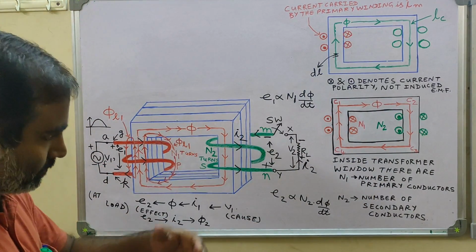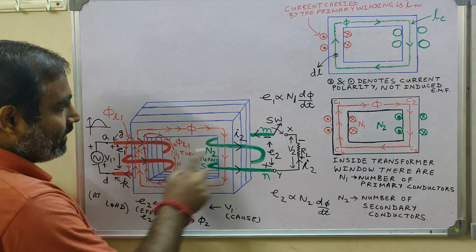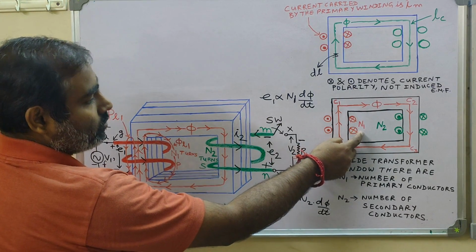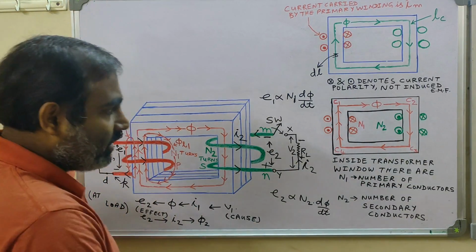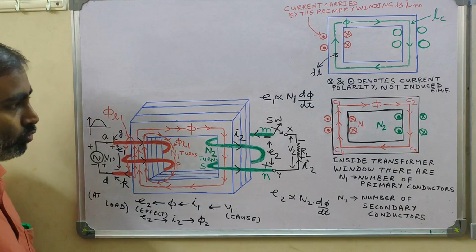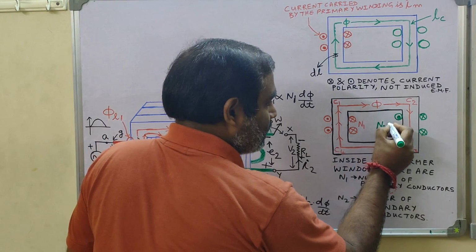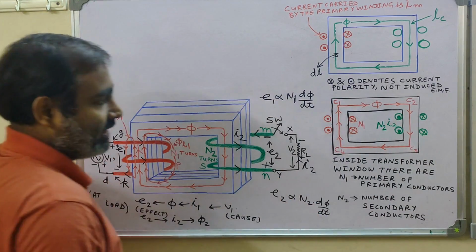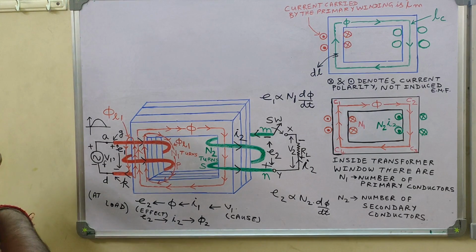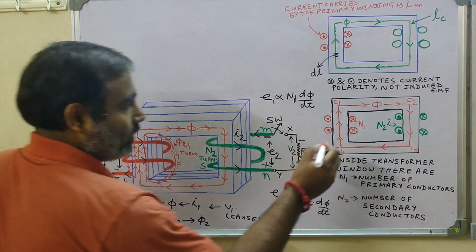Now as explained earlier in this particular video, there will be N1 number of conductors belonging to primary winding, and there will be N2 number of conductors belonging to secondary winding. Now what is the current carried by the secondary winding? I2. The number of conductors for secondary winding is N2, and current carried by each conductor is I2. Likewise, each of the N1 number of conductors of primary winding will carry current I1.